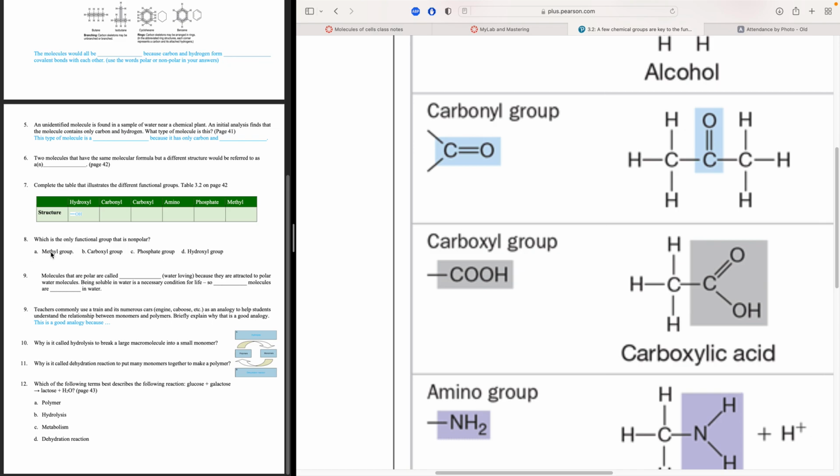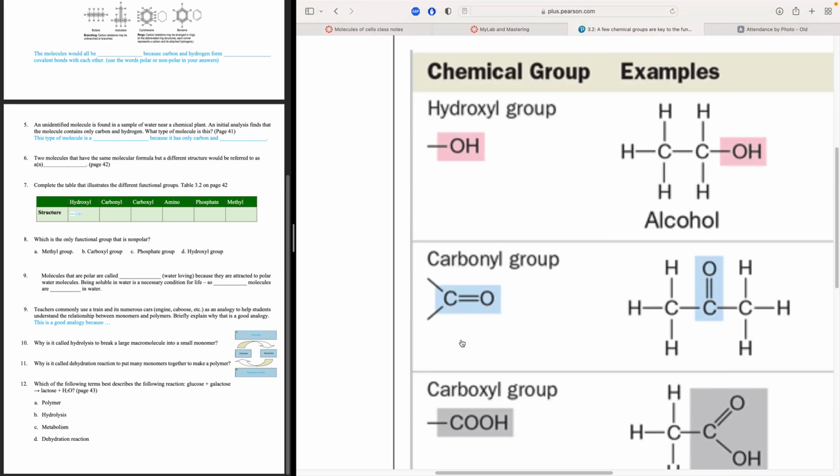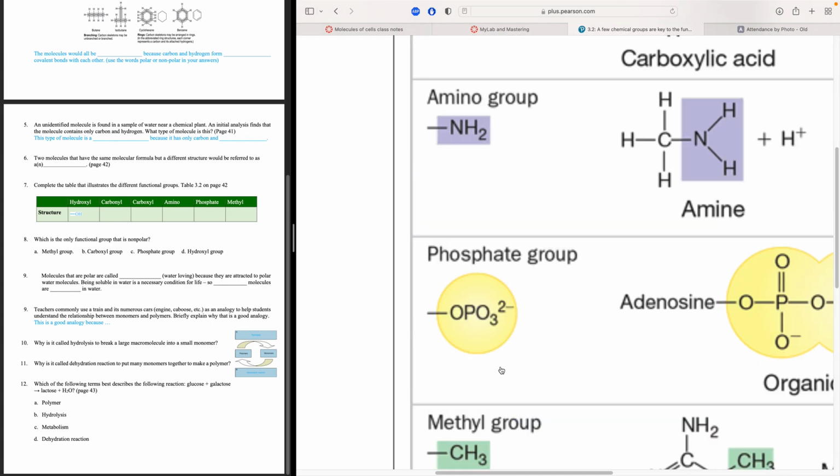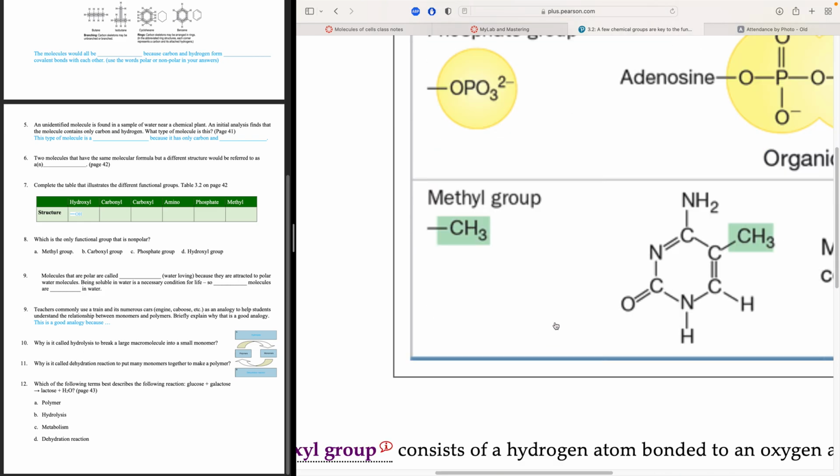So let's go to number 8. Which is the only functional group that is non-polar? When you have oxygen, remember with water, there's a lot of electrons hanging out there, so that's polar. So when you have hydrogen and oxygen, that's going to be polar. This has oxygen, so it's polar. This has oxygen, so it's polar. What's the answer? Which one is non-polar? It only has a positive side because hydrogen is there. Methyl group right here.